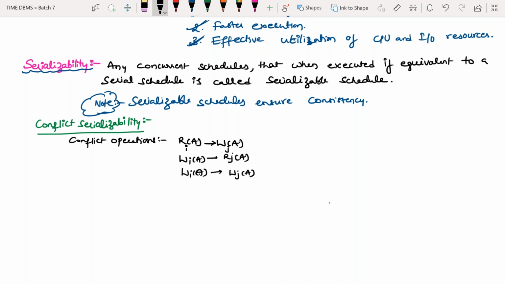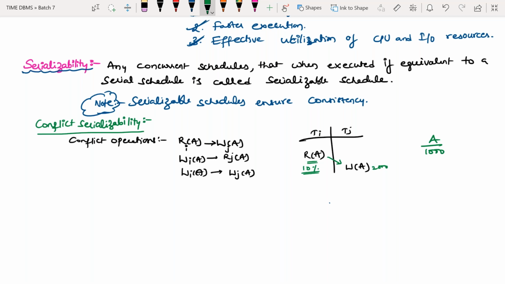Then you may ask me a question, sir, why are these called conflict operations? Let me explain. Suppose this is a transaction Ti, this is another transaction Tj. Suppose Ti is performing a read operation, Tj is performing a write operation, in the order from Ti to Tj. Ti is reading the value of A and calculating 10% of A, and Tj is updating the value of A to 2000. Assume the value of A is 1000.